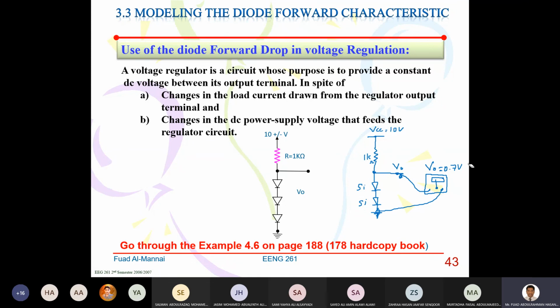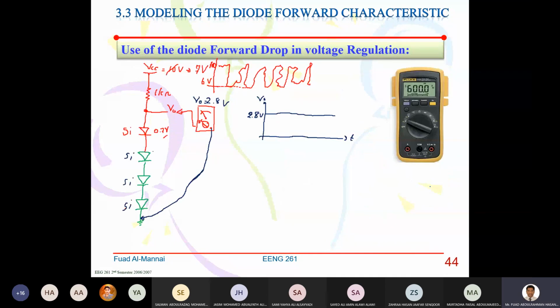Now this one here will be 1.4 volt. Got it? Now back to slide number 44. If I put 1, 2, 3, 4, what will my output be? It will be 2.8 volts, right? Because 0.7 multiplied by 4 is equal to 2.8 volt.